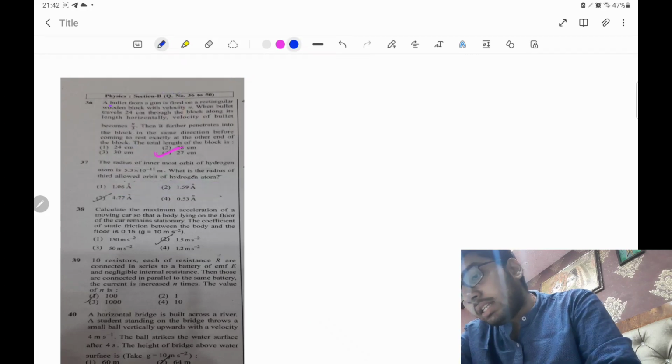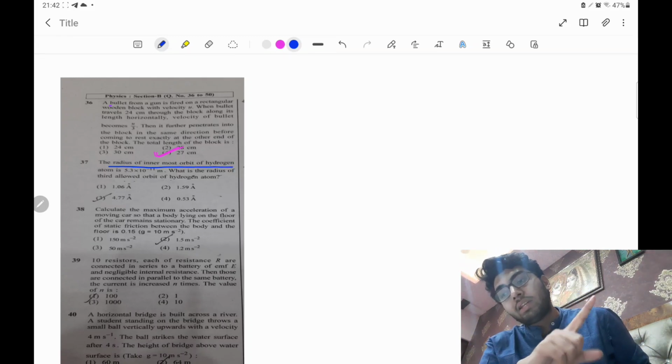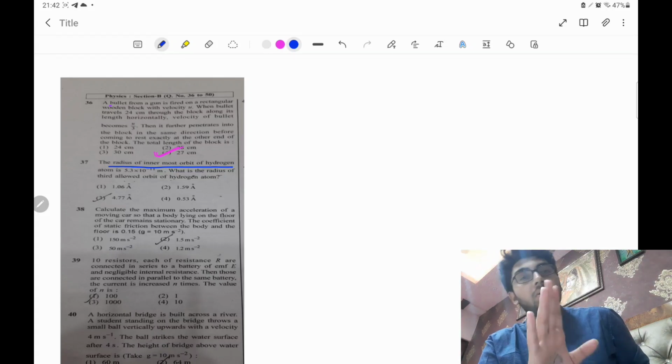The second question is saying that the radius of the innermost orbit of the hydrogen atom is 5.3 into 10 to the power minus 11 meter. Then what is the radius of the third allowed orbit of a hydrogen atom?